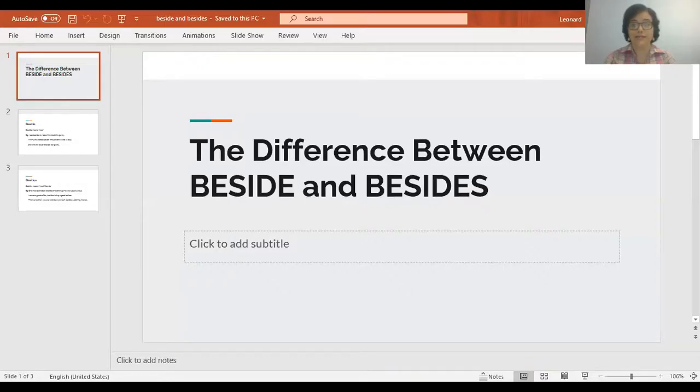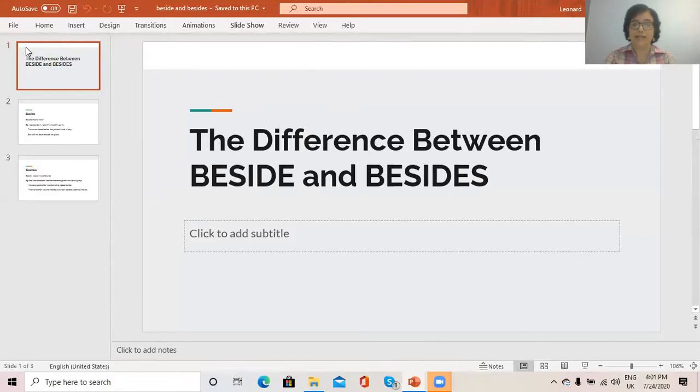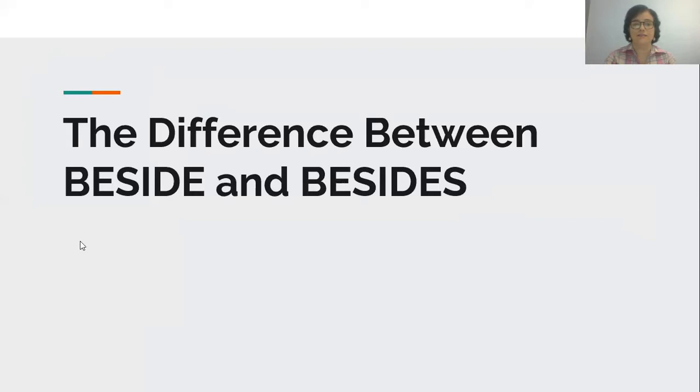Beside and besides. Doesn't it sound so similar? But look at the S that is there at the end of one of the words. That's what makes it different. Okay, one word is beside and the other word is besides. The difference between beside and besides.